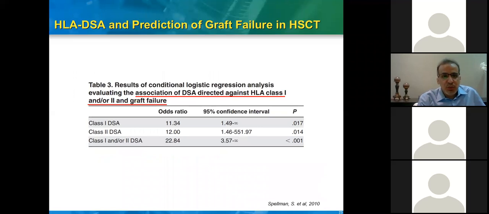This is showing the seriousness of the presence of donor-specific antibody and graft failure. If you have antibodies against class 1, the odds ratio is 11. If you have class 2, 12. If you have DSA for both class 1 and class 2, there is a 22 times higher chance that you will have a graft rejection. So it is really a serious issue. We have to make sure that there is no DSA, or if there is DSA, we have to be aware and treat it before we transplant.